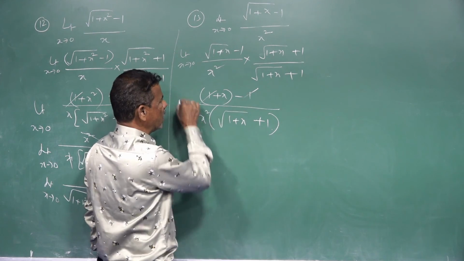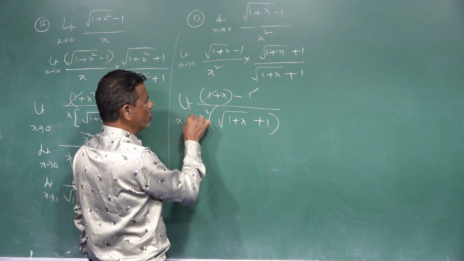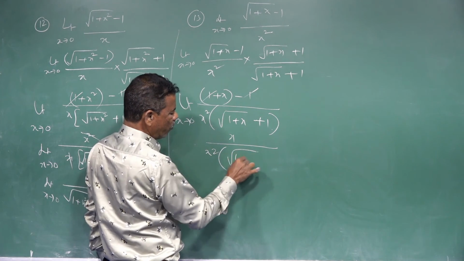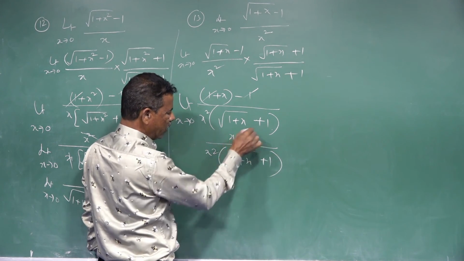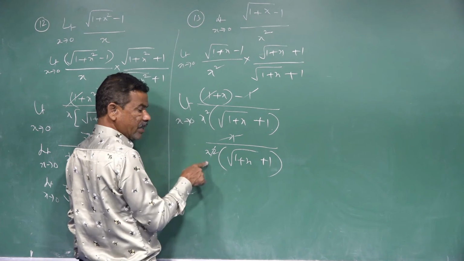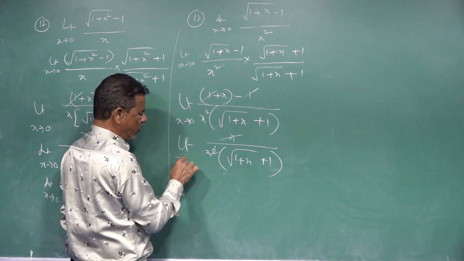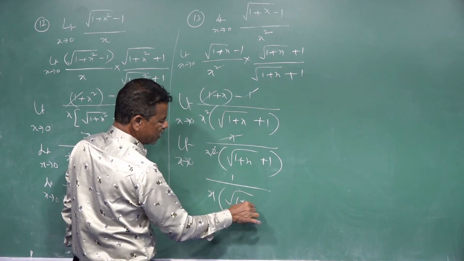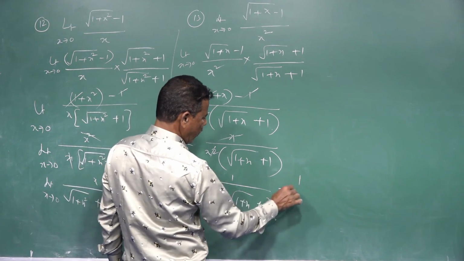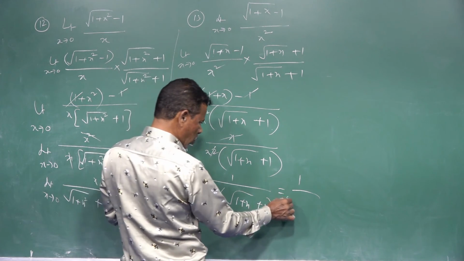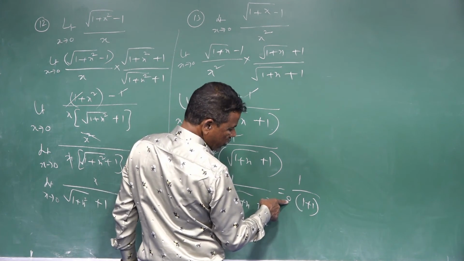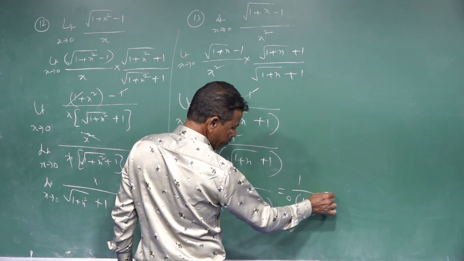So here 1 gets cancelled, as the limit tends to 0. Here x divided by x squared times root of 1 plus x plus 1 is only remaining. One x gets cancelled, x is in the denominator, as the limit tends to 0. So 1 by x times root of 1 plus x plus 1. As x tends to 0, here 0, this is 1 plus 1. So 1 by 0, something by 0 is infinity.